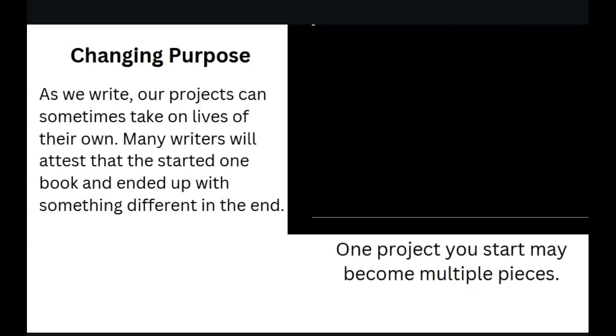Now, again, just as with your audience, your purpose may change as you write. Projects sometimes take on lives of their own, and many writers will attest that they started one book and ended up with something different. That absolutely happens. Sometimes you may start thinking, I'm writing for 8 to 10-year-olds, and I want to write a book about gardening. And then by the end of the book, you may find, I'm not writing for that group at all. I'm actually writing for grandparents. It's still a book about gardening, but my audience has changed, and therefore my purpose had to be adjusted a little bit. Very normal for that to occur, absolutely.